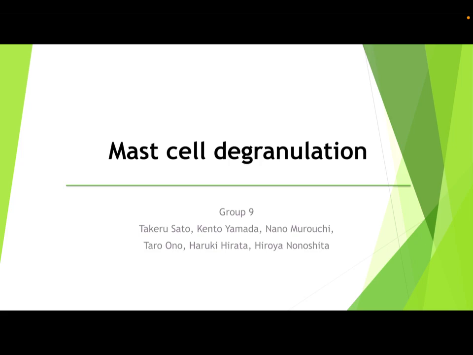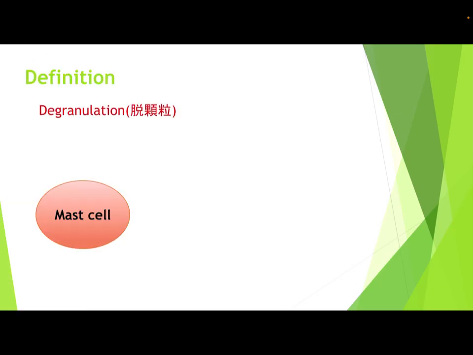Group 5. We will now explain mast cell degranulation. First, let's discuss the definition. Mast cell degranulation is a reaction in which a mast cell receives a stimulus and releases substances such as histamine from within the cell. Explaining step by step.